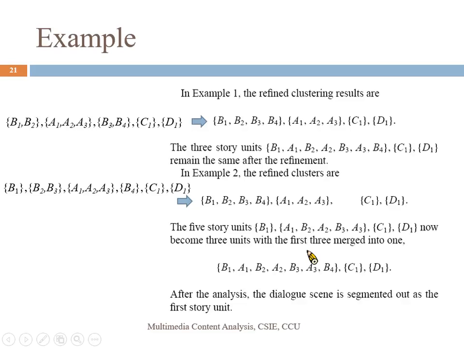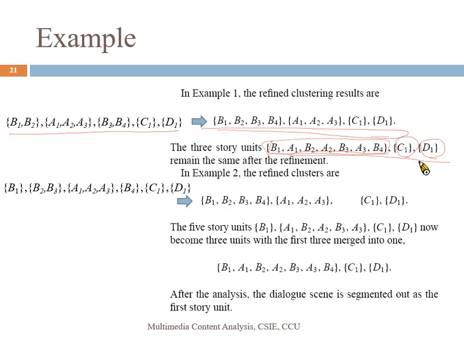So from the example we have mentioned above, this is the initial clustering result. With the refinement clustering, we will refine the clustering result like this, and we can use this to construct the STG. And finally, the result of scene change detection will be like this. So all the dialogue scenes will be clustered together. So this is the first scene, and C1 is the second scene. D1 is the third scene.